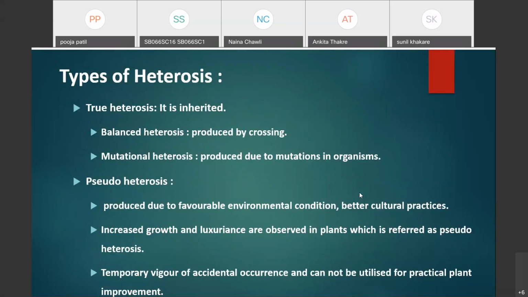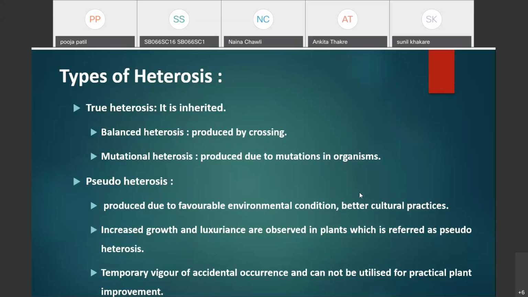Sometimes the hybrid vigor or the heterosis results from sources other than crossing. It is a well-known fact that heterosis or hybrid vigor is produced in the plant due to crossing. But sometimes the hybrid vigor or heterosis results from other sources other than crossing. And depending upon the source of increased vigor, the heterosis is divided into two types.